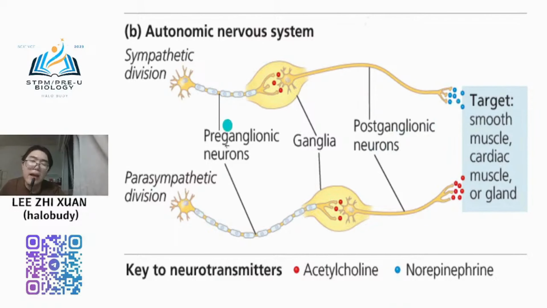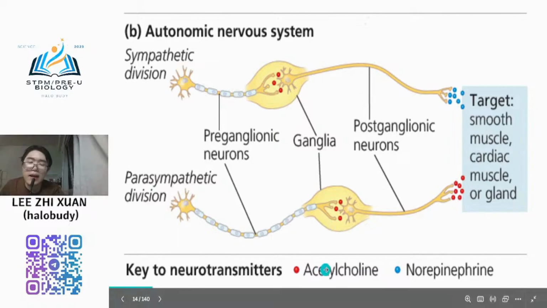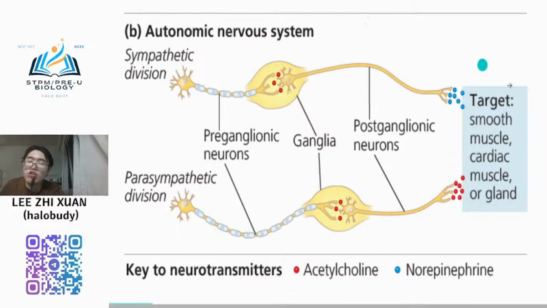Not the preganglionic neuron, both of them release the same neurotransmitter, which is acetylcholine. But at the postganglionic neuron that is already attached to the effector, the neurotransmitter is totally different. For sympathetic it is noradrenaline. For the parasympathetic it is acetylcholine. Okay, so this is very important.